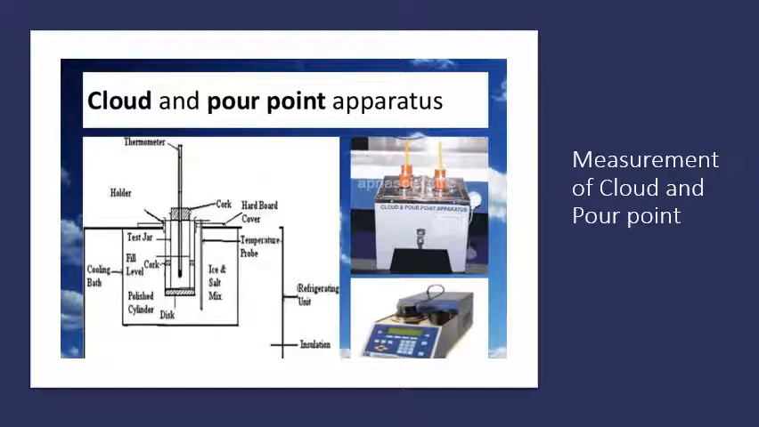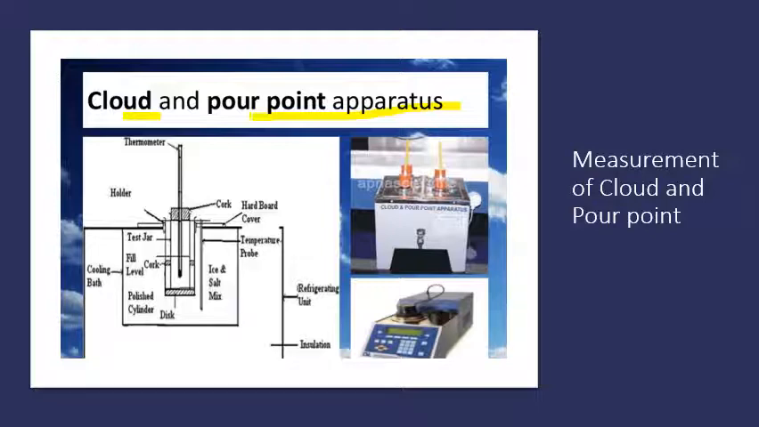The cloud and pour point property can be determined with the help of the apparatus known as the cloud and pour point apparatus. It is very easy to remember that cloud and pour point can be determined by the apparatus, which is called the same as the property name, that is cloud and pour point apparatus.